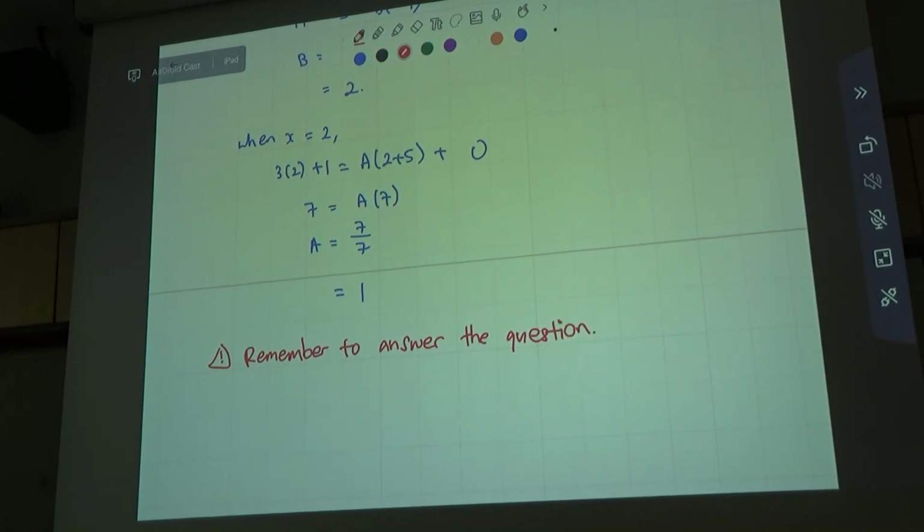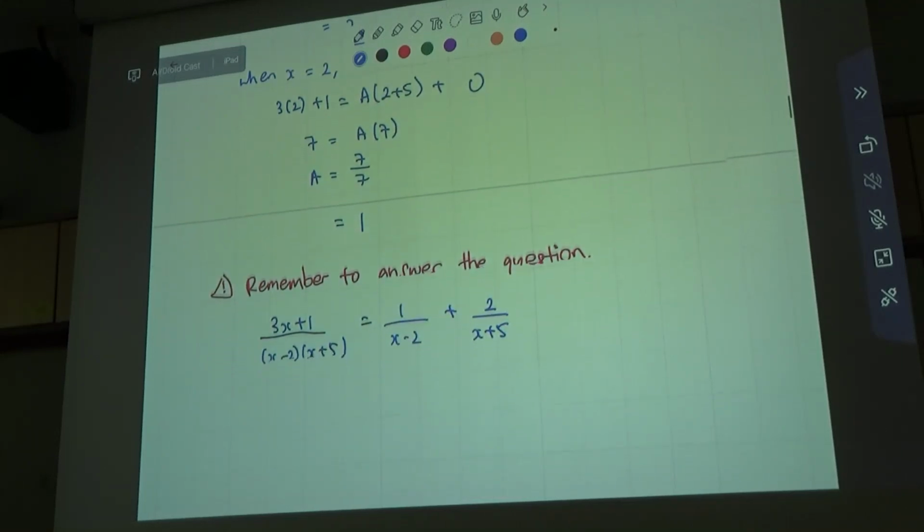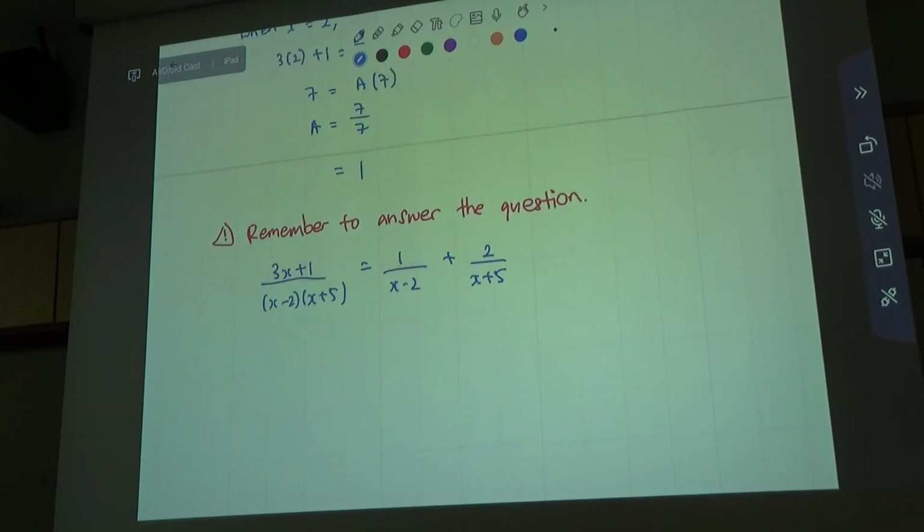And therefore, the answer will be: 3x plus 1 over x minus 2, x plus 5 equals a over x minus 2, so it will be 1 over x minus 2, plus b will be 2, and then the denominator is x plus 5. So this will be the answer. Let's move on.